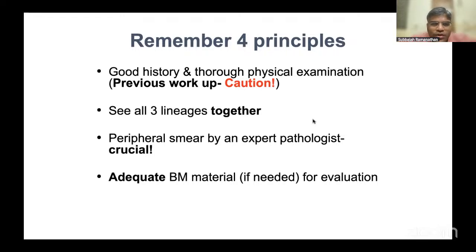There is no alternative for the first one: a good history and a proper, thorough physical examination. You have to spend time on the first point. If we miss the history, then for example, patients sometimes take over-the-counter antibiotics, drugs like linezolid, some of which can cause anemia.